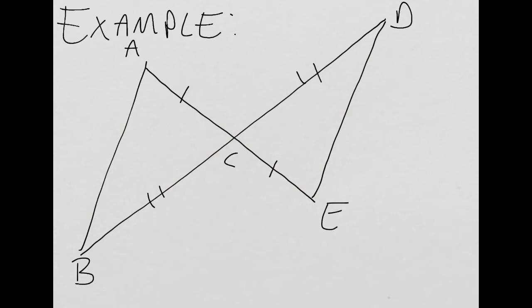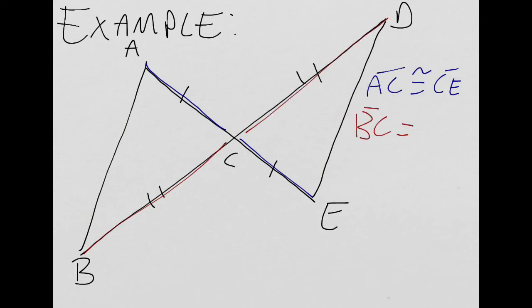So here we have AC and CE are congruent because of their markings. So I have AC is congruent to CE. Awesome. Now, notice that BC is congruent to DC also because of their markings. BC is congruent to DC. And finally, I have a pair of vertical angles here.